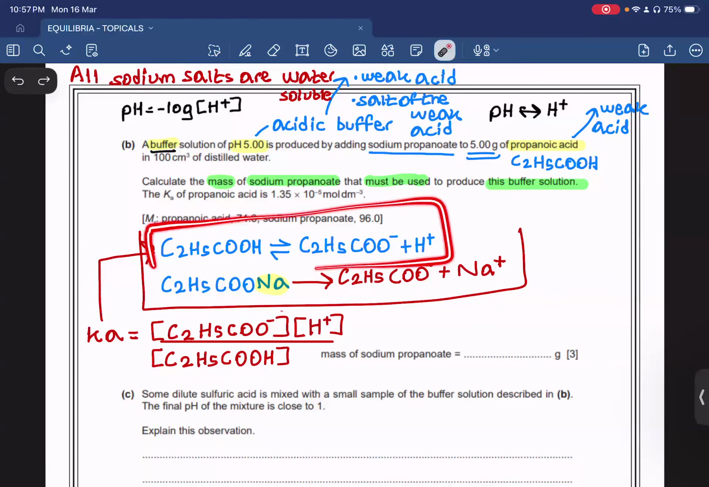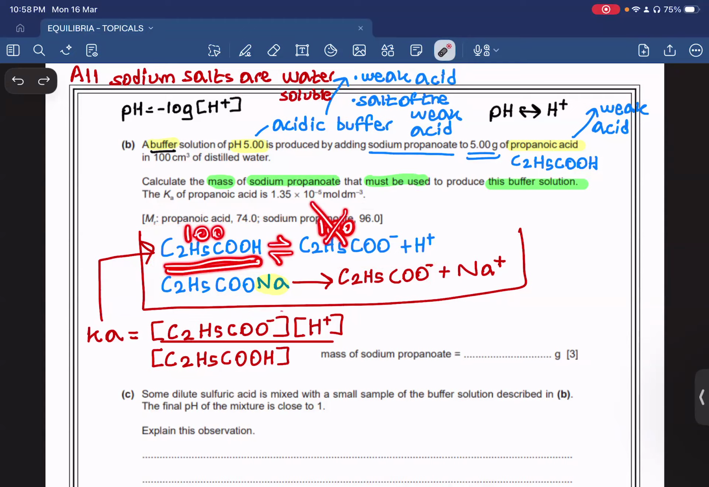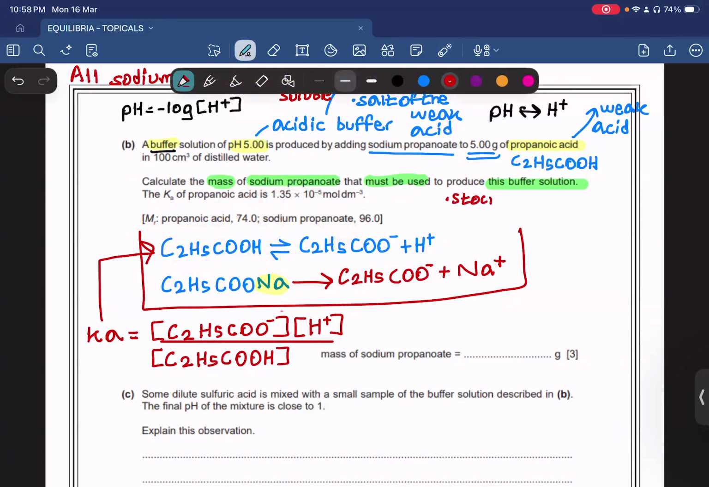Now compare that concept to this. If you put 100 here, are you gonna get 100 here? No, because this is a reversible reaction. Remember, we said that this partially dissociates. So if you put 100 here, you're not gonna get 100 here. So does this stoichiometric ratio work? It does not work. So always remember, stoichiometric ratio only works in irreversible reactions.